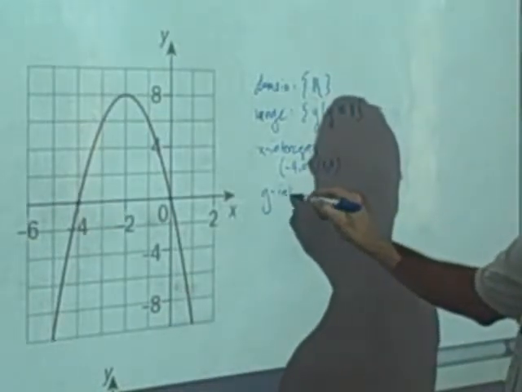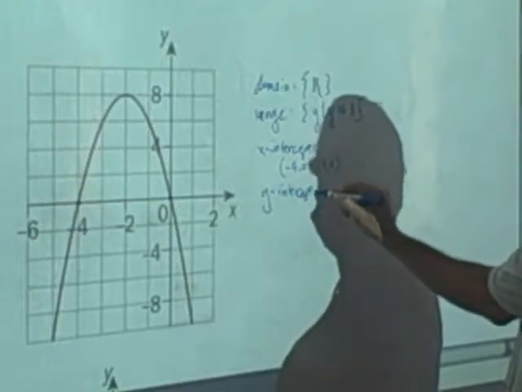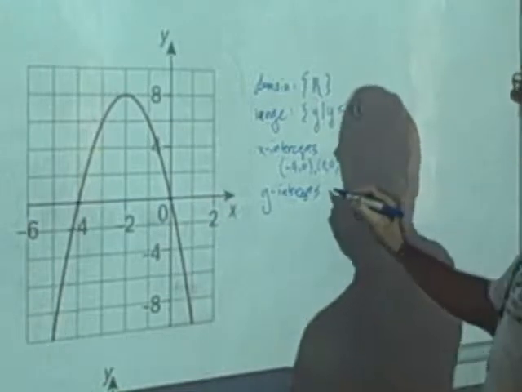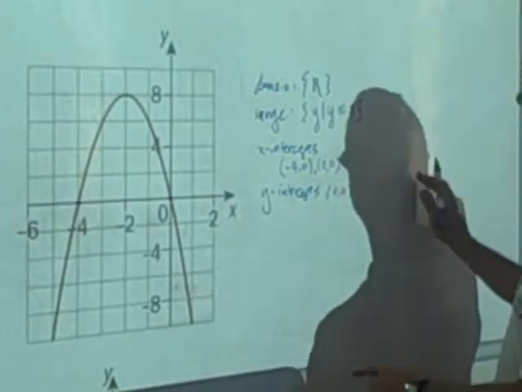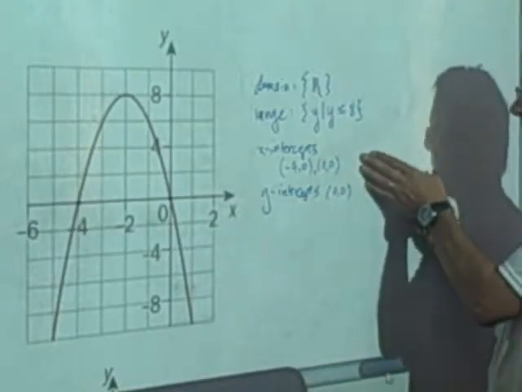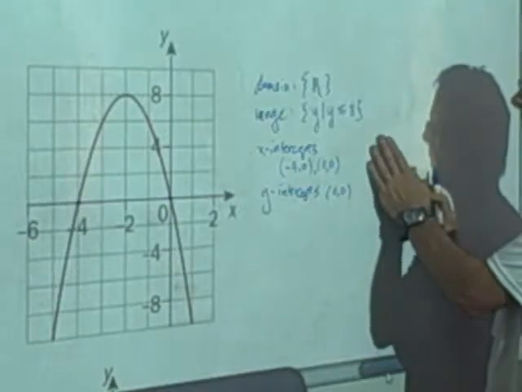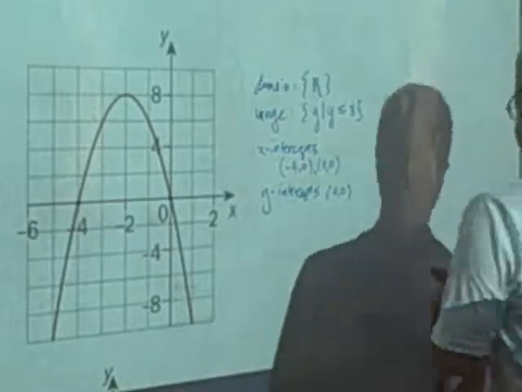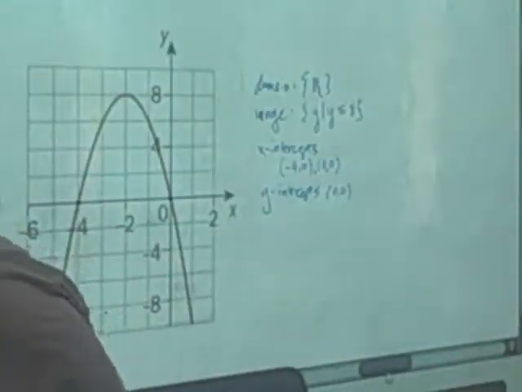Okay, what about y-intercepts? Well, that's where it goes through the y-axis. There's only one of those visible, and we already listed it. It's actually both an x-intercept and a y-intercept. It's the origin. So that one finishes that one. That's 4 parts: domain, range, x-intercepts, and y-intercepts. Let's erase that.